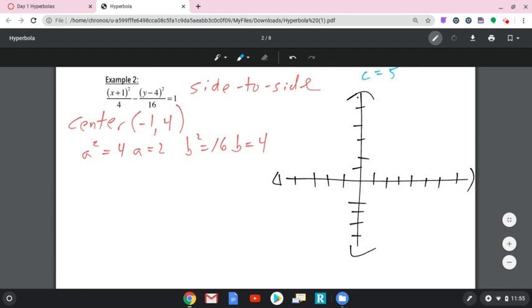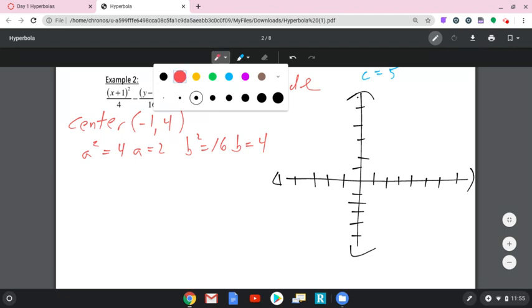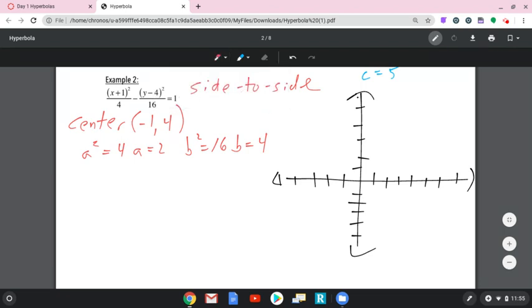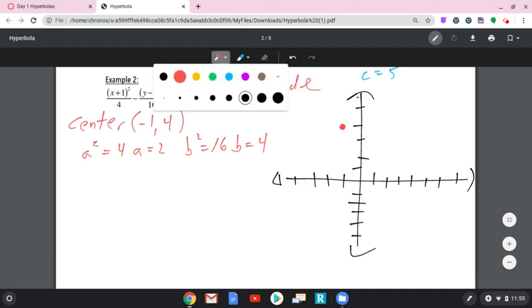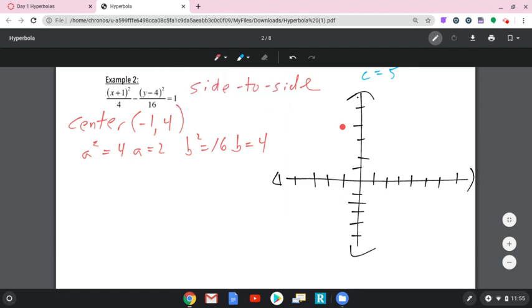The last one was easy because I counted from the origin, and I counted from the origin because that was my center. But now I'm going to have to count from my center. So my center is negative 1, 4. That's my center, that's (h, k). So that means I'm counting A and B from that value.